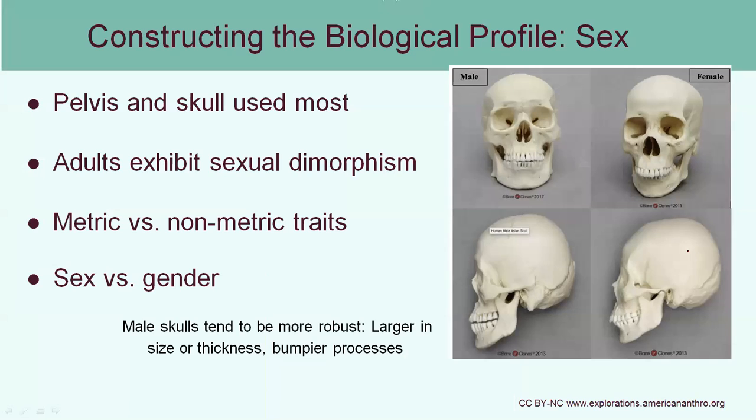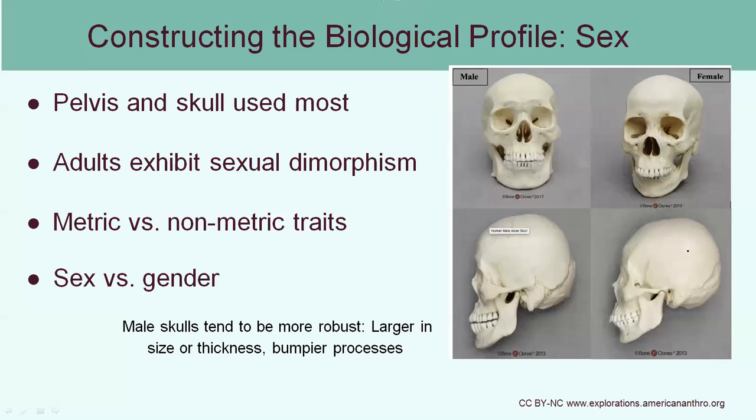So next, we're going to start constructing a biological profile of this individual. And one of the first questions we might ask is, is the individual male or female? So to determine biological sex, the most common bones we would use are the pelvis and the skull. And that's because the rest of the bones are fairly similar in both males and females, but the pelvis definitely has some distinction in adult males and females, as does the skull. So there is going to be some sexual dimorphism in humans in terms of things like stature and in terms of the robustness of the skull.